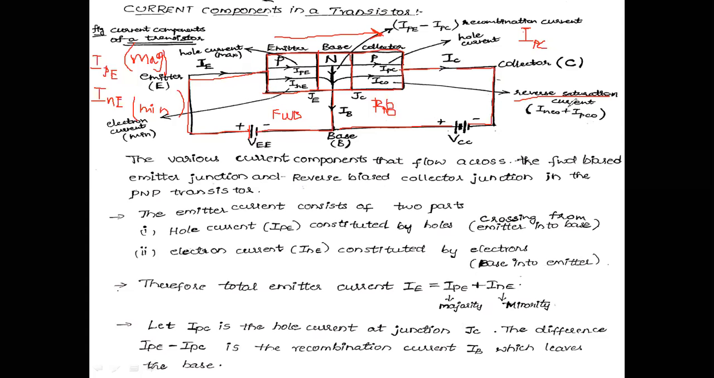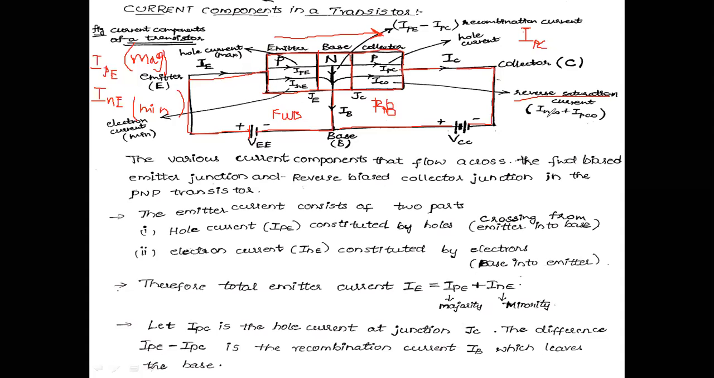Inbuiltly, this reverse saturation current consists of both electrons and holes. That means this P region consists of some minority carriers, and this N region consists of some minority carriers. In P-type semiconductor material, the minority carriers are electrons, whereas in N-type semiconductor material, the minority carriers are holes. The reverse saturation current is flowing mainly because of both these minority carriers.